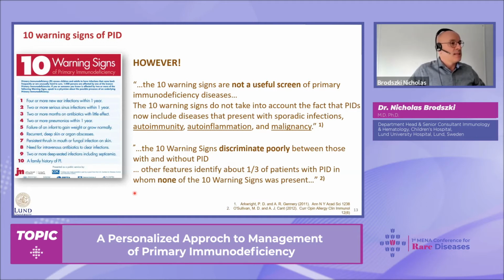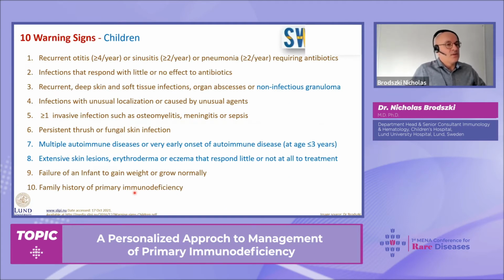We still keep them at number 10, but we did add to these the new diseases, and we are on our way to evaluate how well these would perform in a cohort of immune deficient patients. These are available for anybody who wants to see them on our website. We have made the same for adults, and I'm more familiar with the pediatric ones.